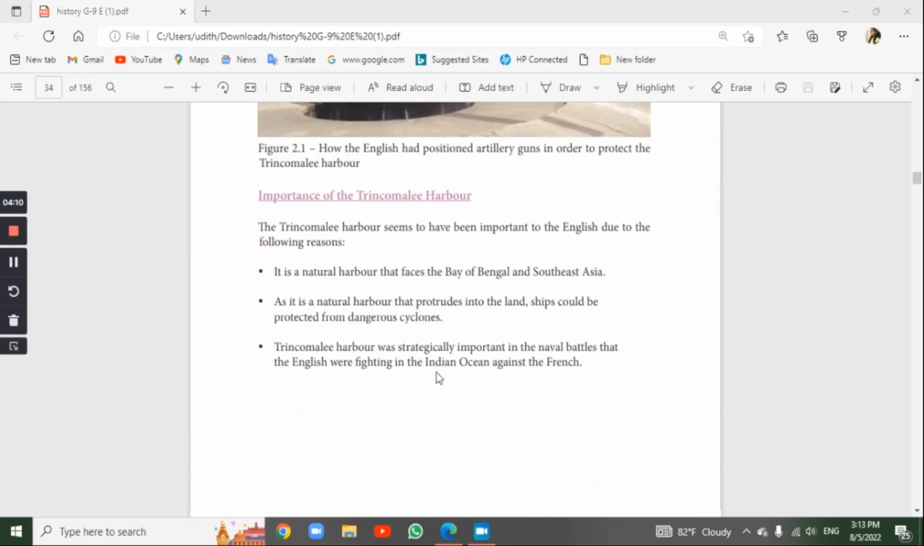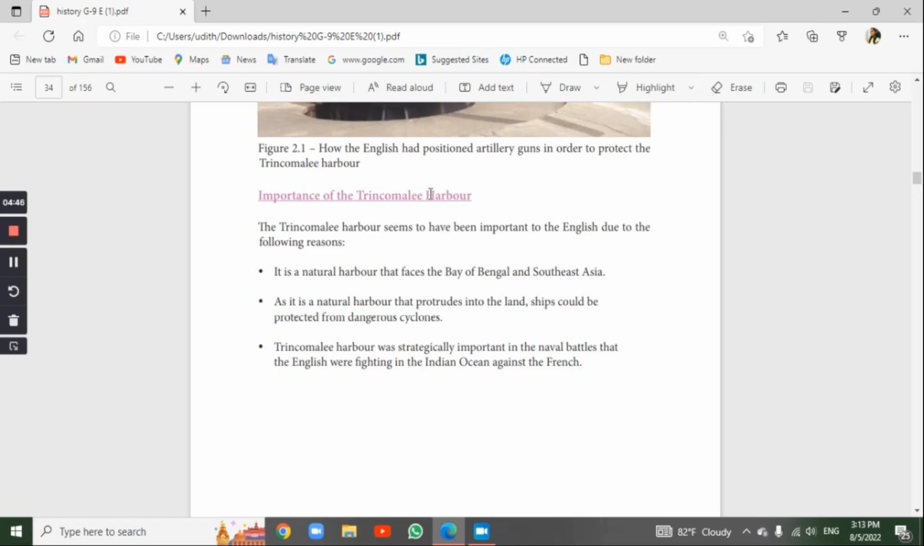Then let's talk about the second importance of Sri Lanka. The second importance for the English was the Trincomalee harbour. Trincomalee harbour was one of the reasons for their interest in Sri Lanka. Trincomalee harbour is important in three ways. First, it is a natural harbour. Second, it is a natural harbour which can be protected from dangerous cyclones. Third, the Trincomalee harbour was very important in the naval battles for the English.